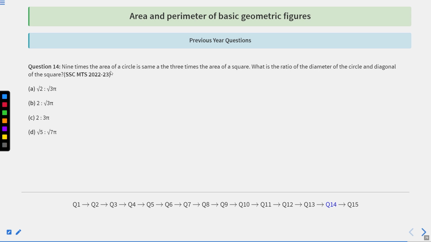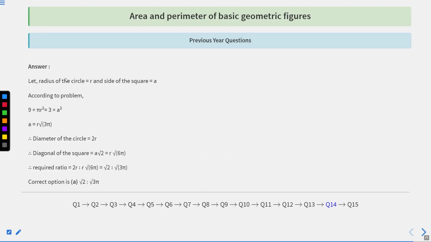Let us move ahead to problem number 14. 9 times the area of a circle is the same as 3 times the area of a square. What is the ratio of the diameter of the circle and the diagonal of the square? So we have a circle and a square, and it is given that 9 times the area of the circle and 3 times the area of the square are equal. Suppose the area of the circle is c and the area of the square is s, then 9c equals 3s. We are interested in finding the ratio of the diameter of the circle and the diagonal of the square.